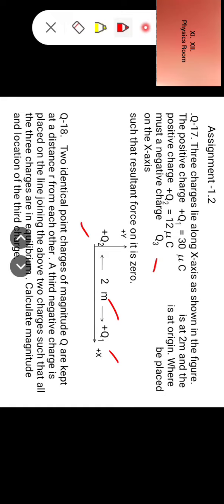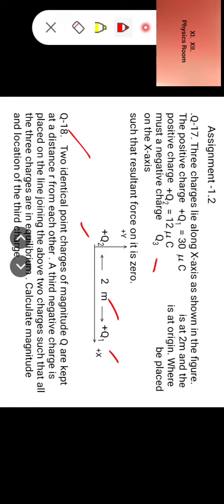Now, question number 18. This is a very important numerical. I suppose everyone has to learn about it because it is a competitive problem. The two identical point charges of magnitude Q are kept at a distance r from each other. A third negative charge is placed on the line joining the above two charges such that all the three charges are in equilibrium. Calculate magnitude and location of the third charge.